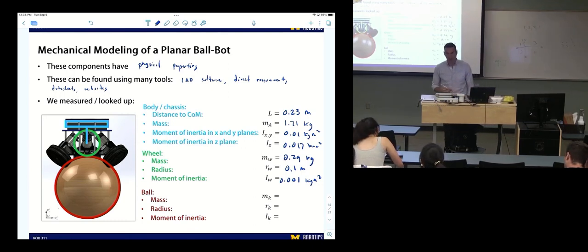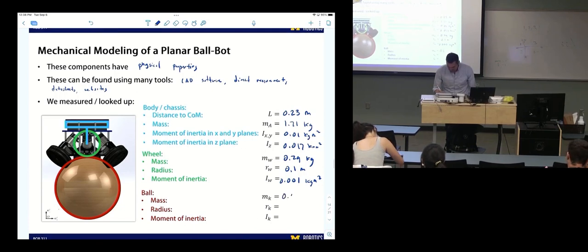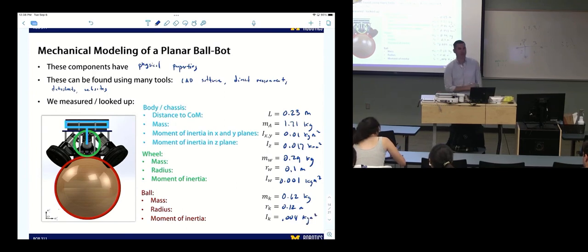And then the ball is our basketball. It has a mass of 620 grams, a radius of 0.12 meters, and an inertia of 0.004 kilogram meters squared.